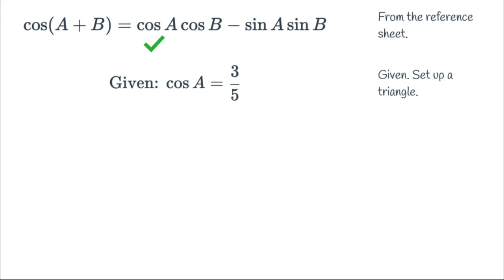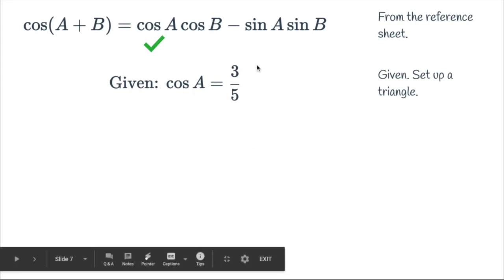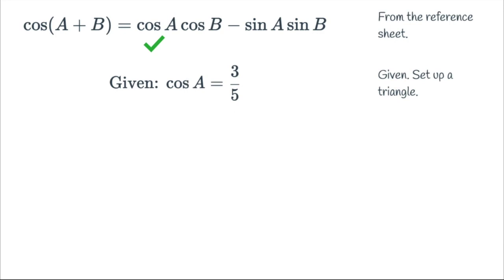So we are given 2 pieces of information. This is a given. Cosine A is 3/5, right? That is part of the problem. So what we want to do now is use that given information to find everything in triangle A.